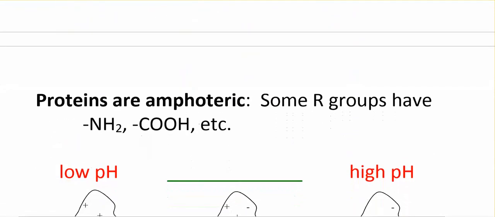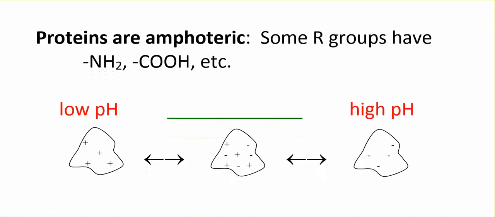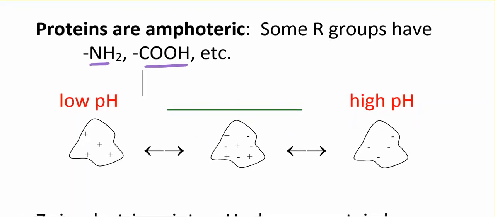Proteins do the same thing because some of the R groups have amino and carboxyl groups on them. So as you change the pH, you're changing the charges on the protein. At low pH, a protein is overall positive. At high pH, it's overall negative. But somewhere, and it depends on the protein and exactly which amino acids it has, it has an isoelectric pH.